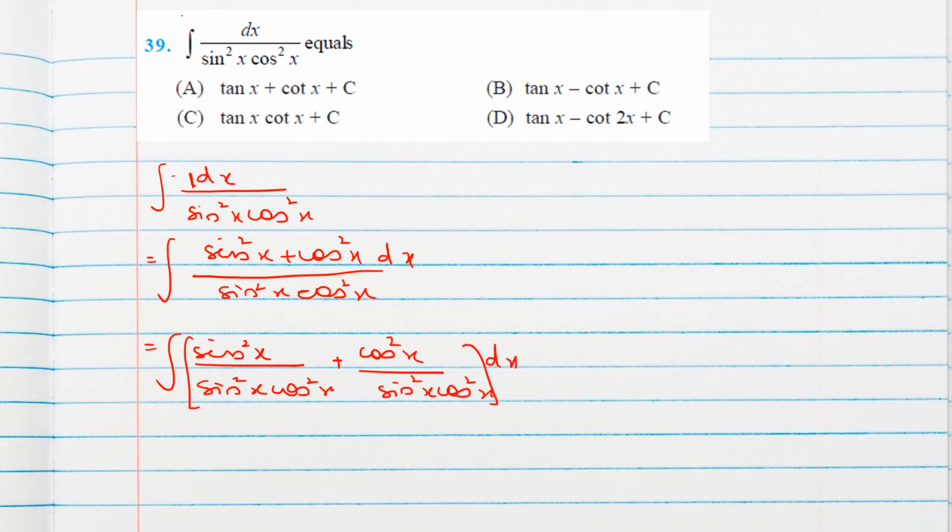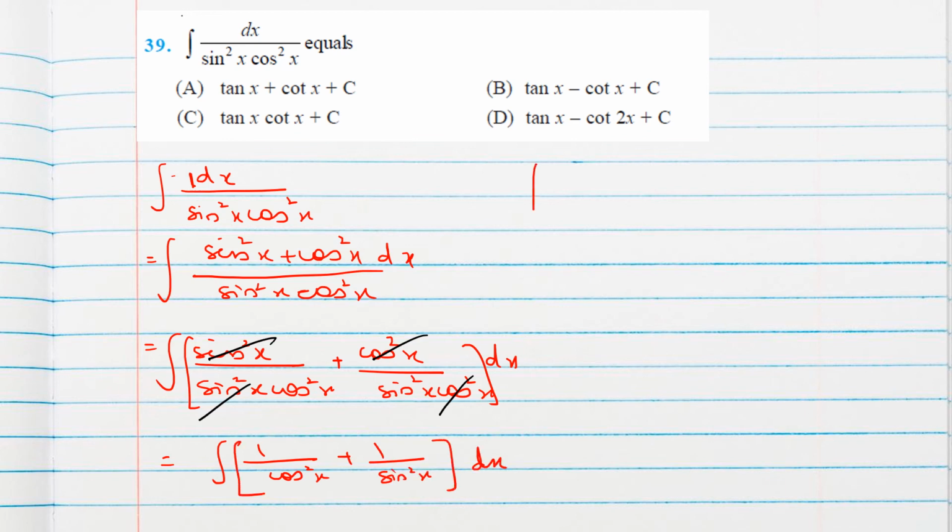Okay, so this sine square x we can cancel here, and here cos square. That means we are left with 1 by cos square and 1 by sine square.